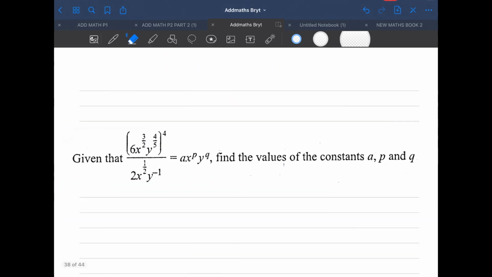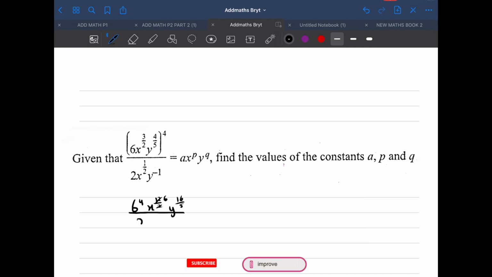Let's practice more. So if I see this question, it's going to become 6 power 4, x power 3 fours is 12 upon 2 and y power 16 upon 5. I can cancel this. It's going to become x power 6 divided by 2, x power half, y power minus 1.